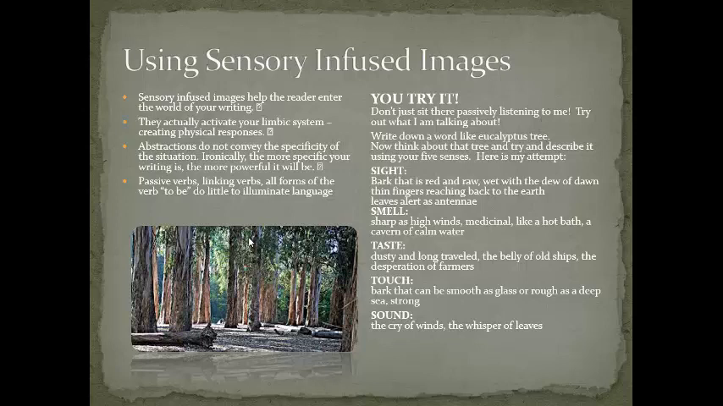So let's try it. And you're welcome to pull out your journal and write along with me as we go through this, like I would ask you to do in class. So write down a word. I'm going to give you an example. I'm going to write down the word eucalyptus tree. I see a eucalyptus tree outside my office every day. Write down the word and then try and describe it using your 5 senses.